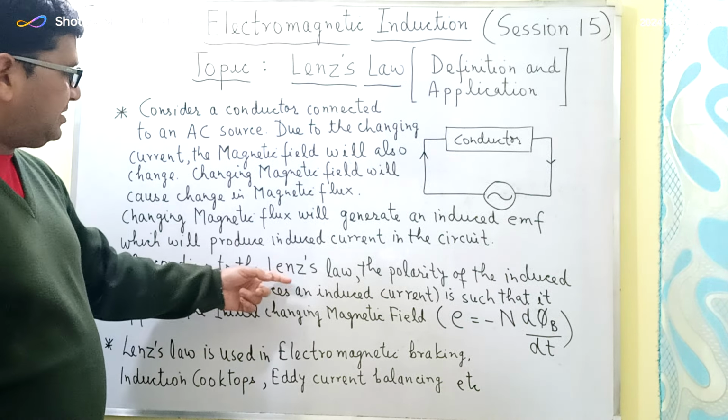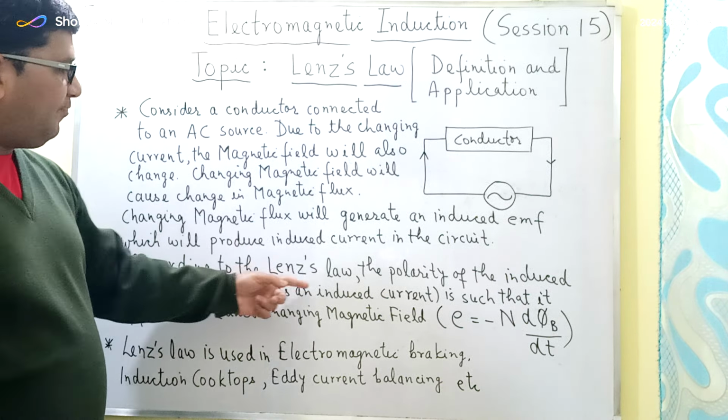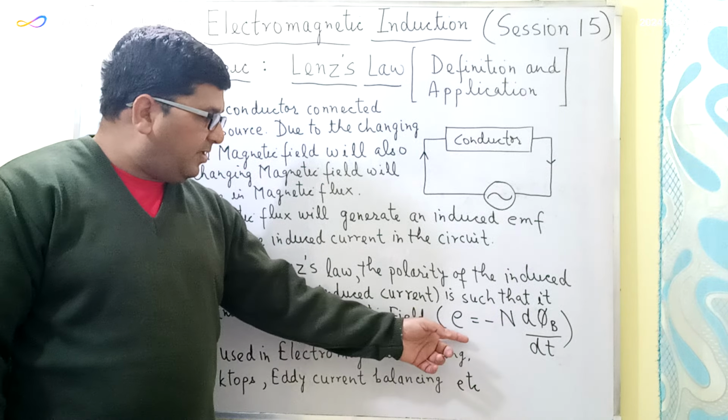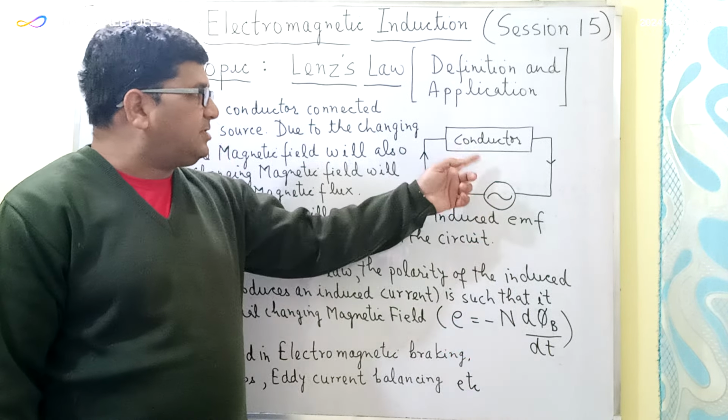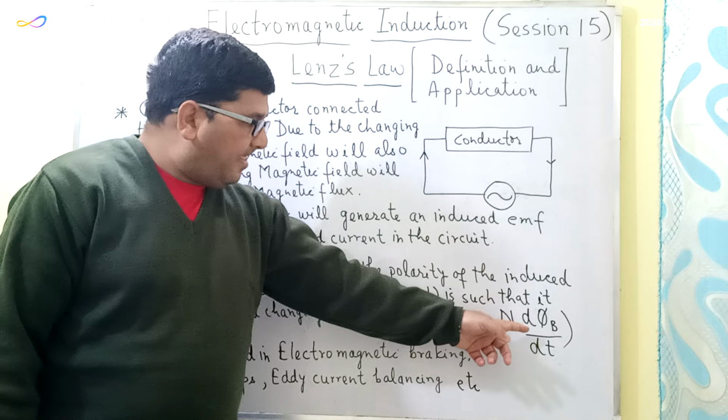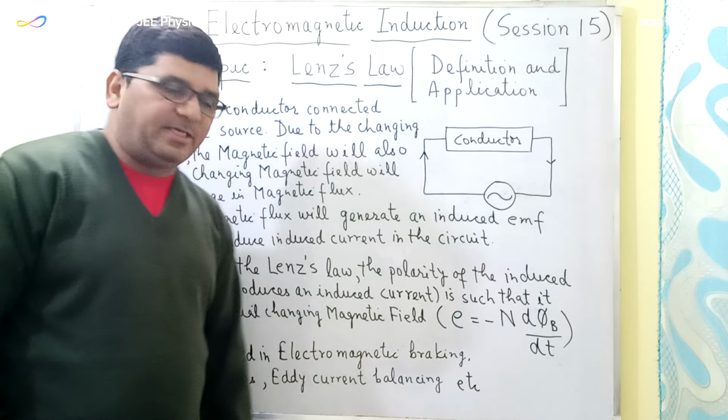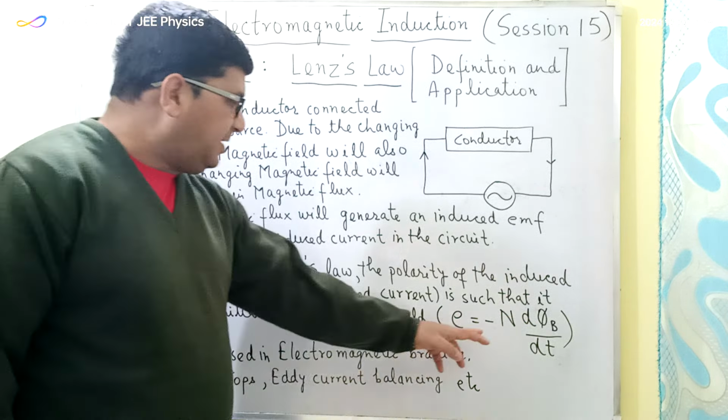Now, according to the Lenz law, the polarity of this induced EMF, which is producing the induced current, is such that it opposes the initial changing magnetic field. And here the induced EMF is equal to minus n d phi upon dt, where E is the induced EMF, n is the number of turns in the conductor, and d phi is the change in the magnetic flux. And the minus sign indicates that the direction of the induced EMF is opposite to the direction of the change in the magnetic flux.